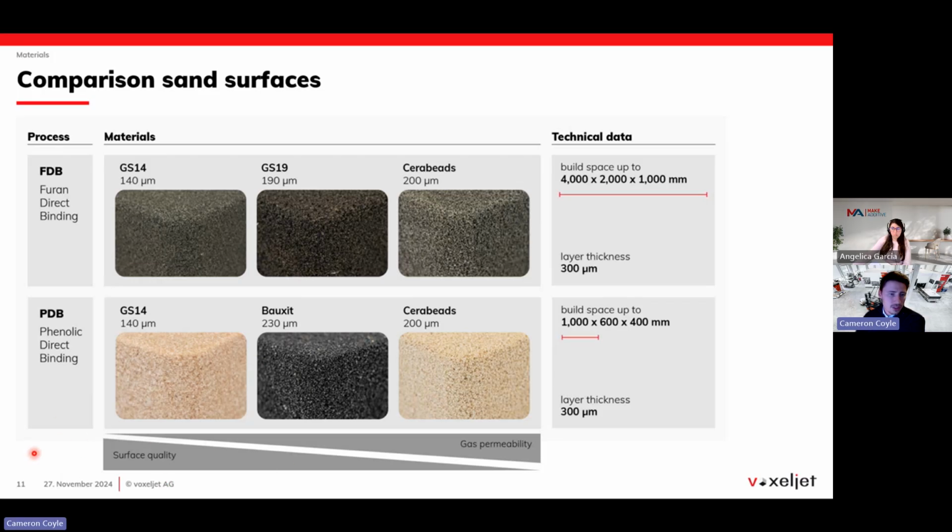So just as a short scale, you can see here that as you move through the sands, your surface finish will become rougher, but your gas permeability will increase. And as I mentioned, that's directly linked to the grain size of the sand which you are using. We use, for example, on iron castings for some quite large pieces, quite often a GS19 sand, where we can get the gas permeability, and with some coating, they can get some resistance to the sand burning of that part.